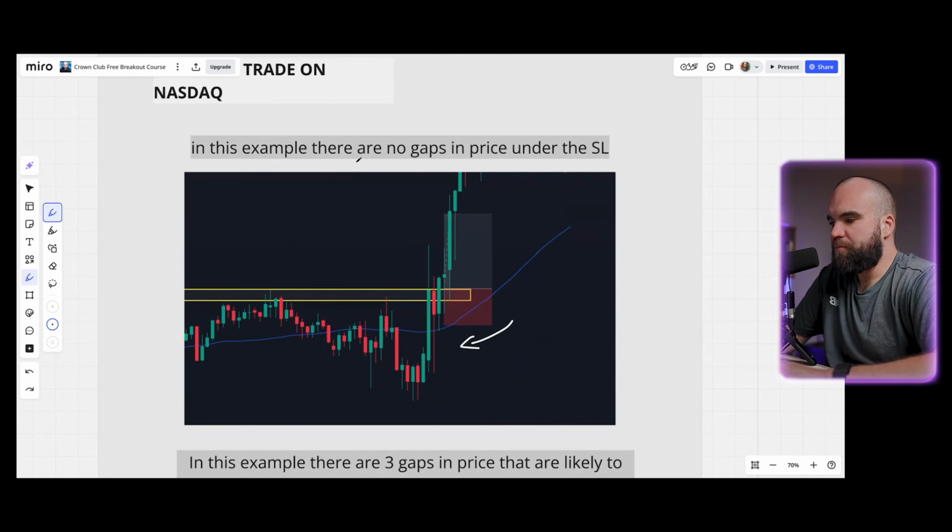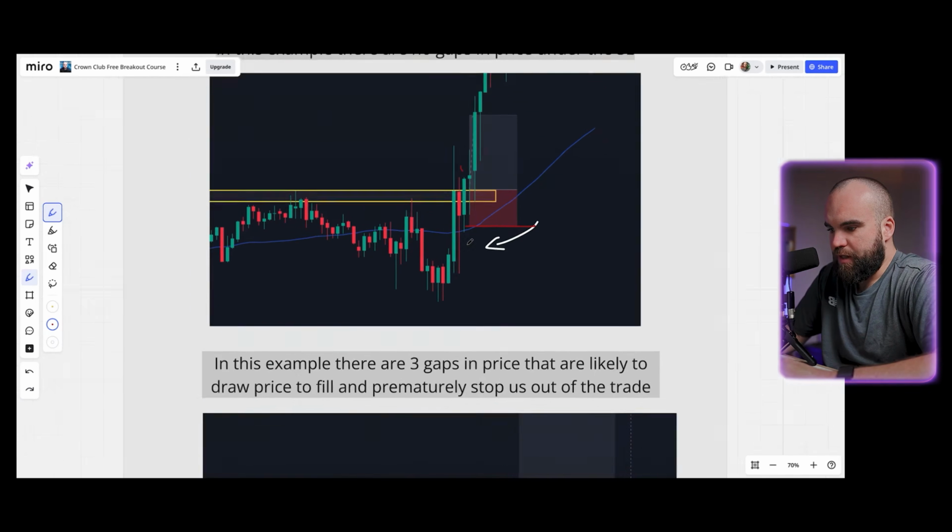Okay. It's very important for us to see the difference between those two. So in this example, there are no gaps under the stop loss. So here's a stop loss. There's no gaps here. Everything has been filled already. And you can see that this trade works out perfectly. We break out here, break and close. We get in here, and then we push up aggressively and take profit.